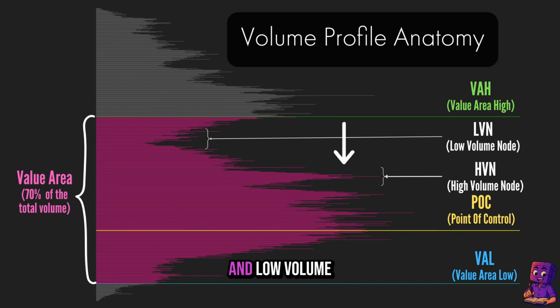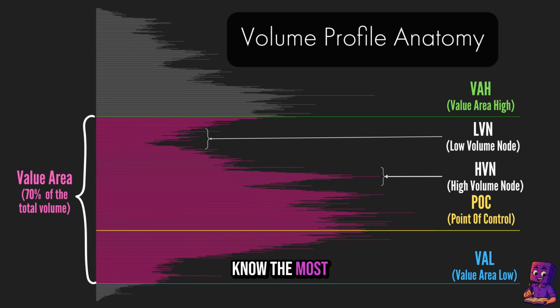High volume nodes and low volume nodes. HVN are heavy volume bulges, balance areas where price often slows down or pauses. LVN are low volume gaps, imbalance zones where price often reacts fast. Reject or slice through like an air pocket. If you understand these 5, you can already build clean zones.